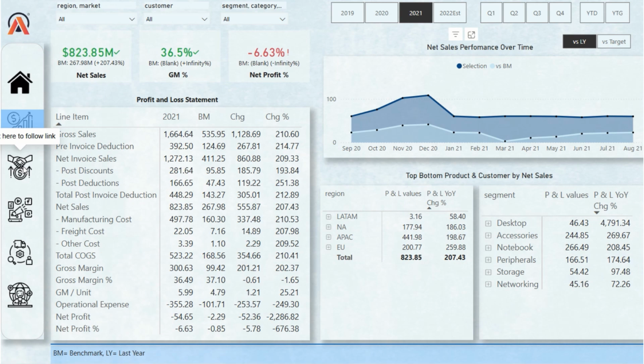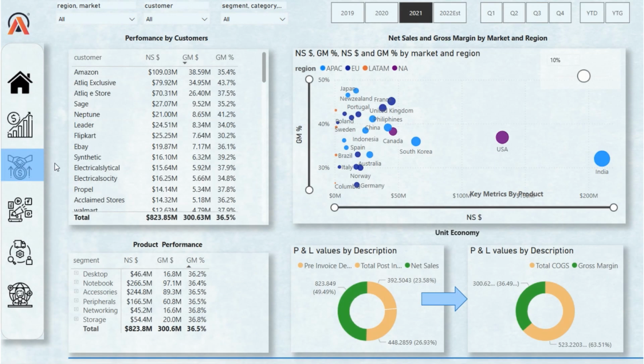Now let's have a look at our sales sheet. Here we can see performance by customer. This is the net sales and gross margin by market and region. Here is the product performance, and here is the unit economics. Let's have a look at the customer performance. As you can see here, Amazon is on top in terms of net sales and in terms of gross margin, with a 35% gross margin percent.